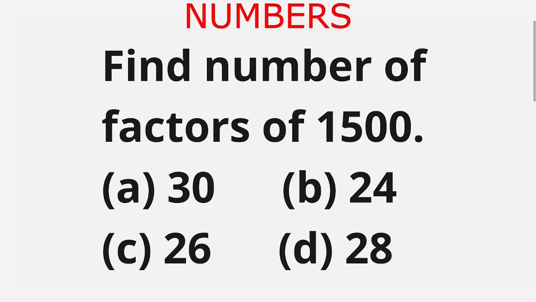In this video, we are going to solve questions on finding number of factors. Our question is, find number of factors of 1500. The given options are option A 30, option B 24, option C 26, option D 28.